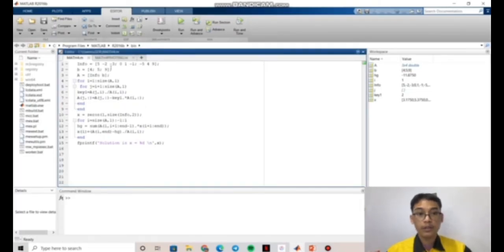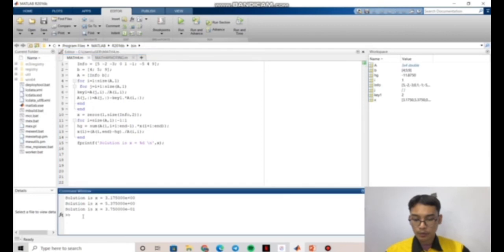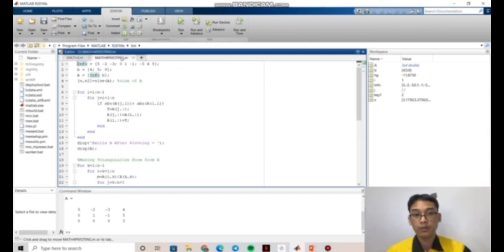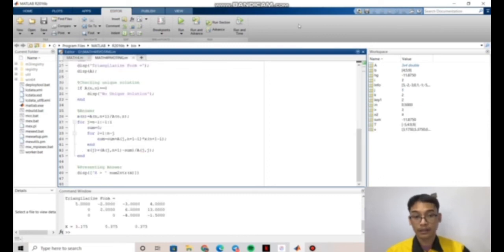Okay, I have copied the coding inside MATLAB. We can see here that all the coding is same as the one that I have shown earlier. So we run and advance our project. We will get the value of x for v1, v2 and v3. And if we put A here, we will get the matrix form of our equation after we do the Gauss elimination method. So we move to the Gauss elimination with pivoting method.